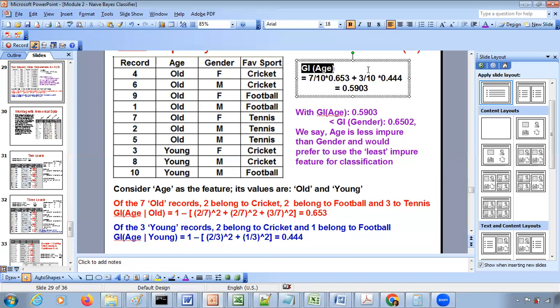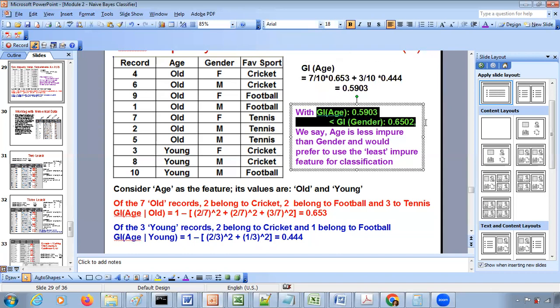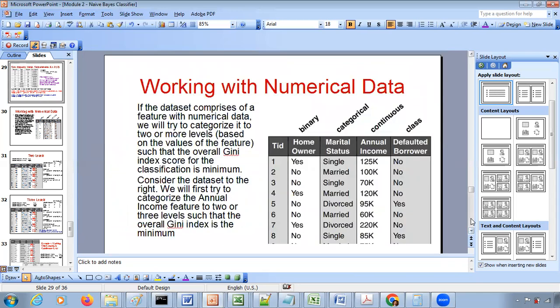So the Gini impurity index for age as a whole will be 7 over 10 for old times 0.653 plus 3 over 10 for young times 0.444, and that will give you 0.5903 as the Gini impurity index based on age. So comparing the two impurity index values, age is a better feature that can be used for classification than gender. It is less impure compared to gender. So that's how you identify the feature that will be the least impure among the features out there and proceed with that for classification.